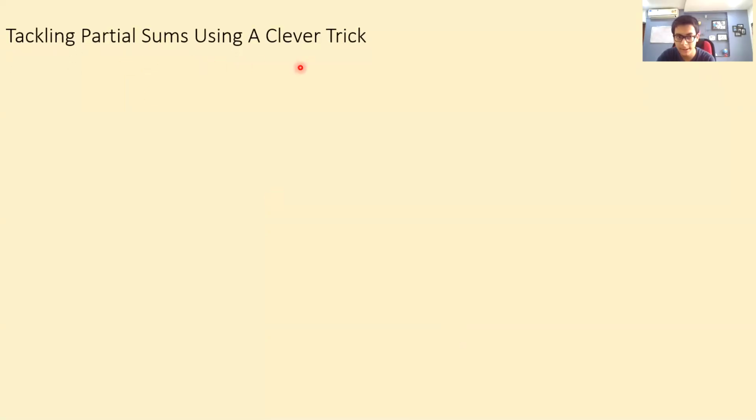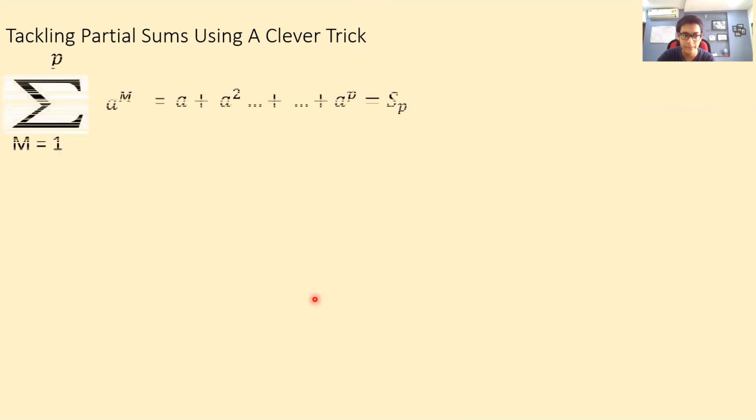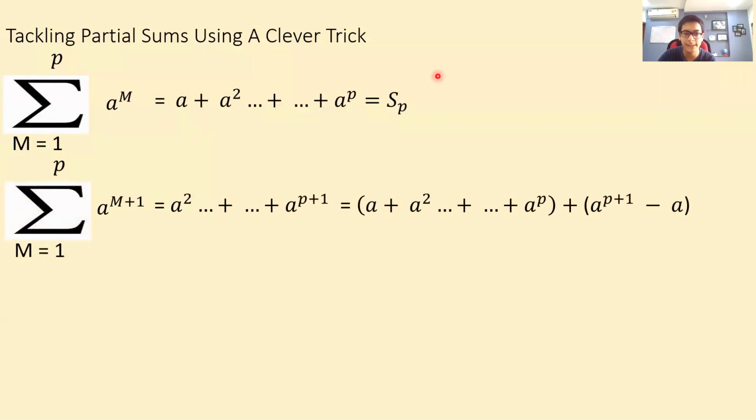Tackling partial sums using a clever trick. Now the trick which I'm going to demonstrate is used to actually find the formula for a sum of a geometric series, which we'll do later. So for now, let this sum SP be denoted as the sum as m goes from 1 to p of a power m. Next, I'm going to multiply this whole sum by a, so it becomes the sum as m goes from 1 to p of a power m plus 1, which is a squared plus a cubed and so on till a power p plus 1, which can be written as a plus a squared dot dot dot till a power p plus 1 minus a.